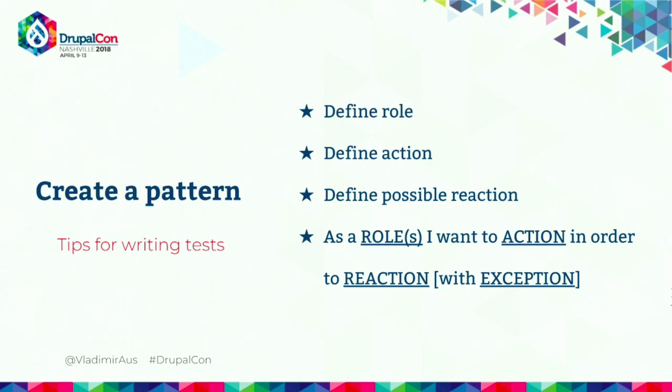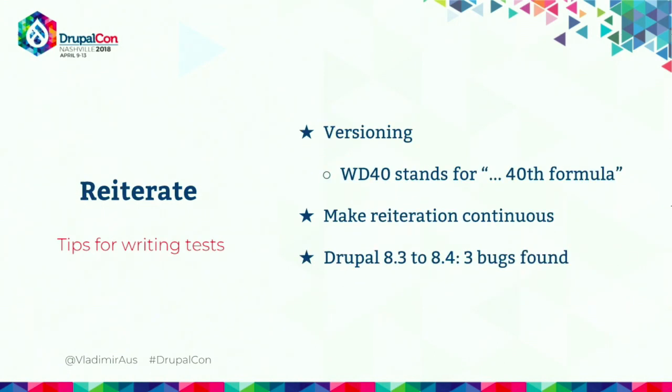Number 2, create a pattern. So the pattern I gave you again comes very similar to an agile user story. So define role, define action, define possible reaction, maybe some exceptions. Reiterate.